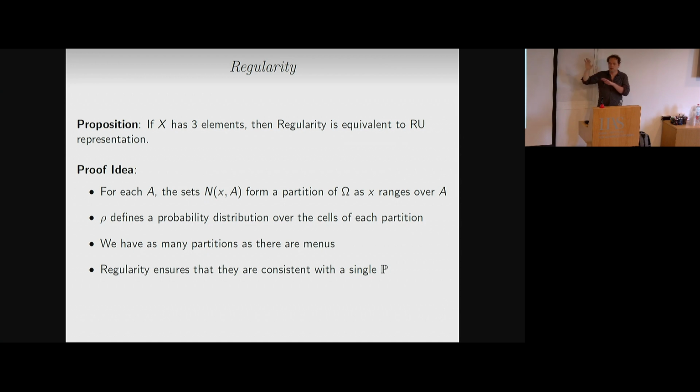And when I change the menu, I'm changing this partition. So now I have as many partitions as there are menus. And what the axiom has to make sure is that these probability distributions on these cells are consistent with one underlying probability over the whole omega. And that's what regularity does exactly. But as soon as you have more elements in the choice set, regularity by itself is not strong enough to ensure that these probability distributions on these different partitions are consistent with each other. And you need to add more axioms.